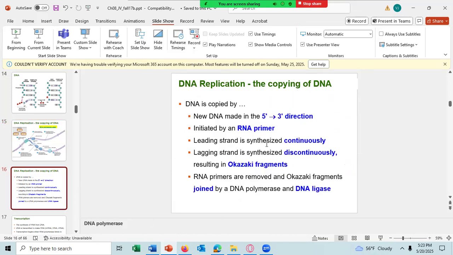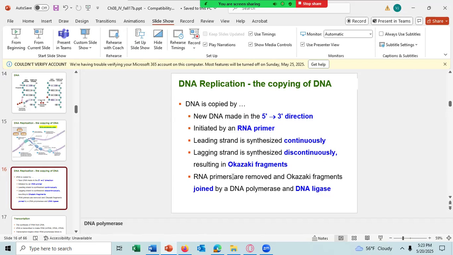All right, I did mention that DNA is made in the 5 to 3 prime direction. It is initiated by an RNA primer. That's not as important because the RNA primer will be removed. The leading strand is synthesized continuously because it runs 5 to 3 prime. The lagging strand is made discontinuously because it does not run in the 5 to 3 prime direction, and it results in the Okazaki fragments.